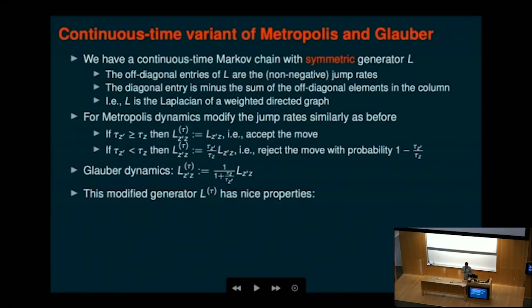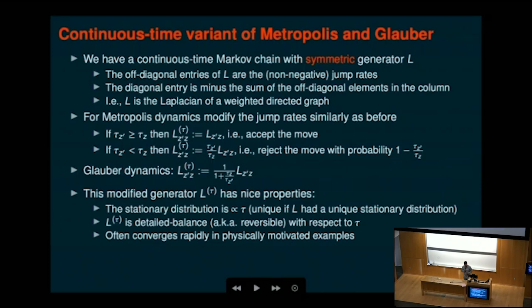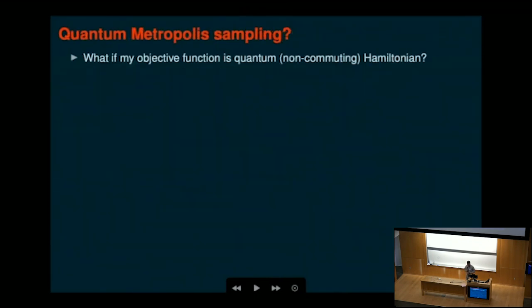And once again, this generator generates a continuous time Markov chain, which has the same nice properties: the stationary distribution is proportional to the Gibbs distribution you had, and it's unique if L already had a unique stationary distribution before modification. This modified generator L tau is detailed balanced, reversible with respect to this target, and it also often converges rapidly in physically motivated systems. Same story.